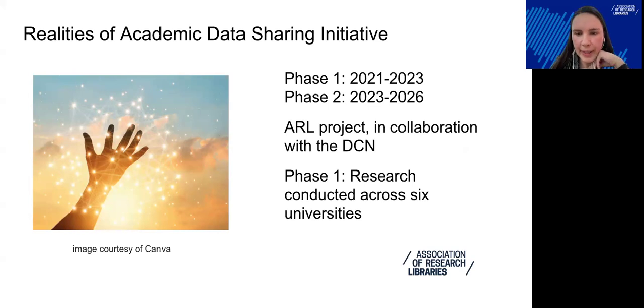Very briefly, a bit of background about this project, the Realities of Academic Data Sharing, or RADS initiative. It's based out of the Association of Research Libraries. During our first phase of work, which was from 2021 to 2023, we conducted research across 6 universities. Those are Cornell, Duke, the University of Michigan, the University of Minnesota, Virginia Tech, and Washington University in St. Louis.